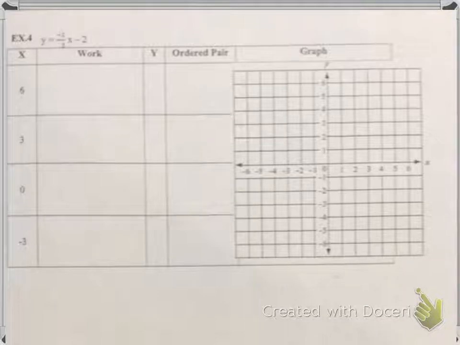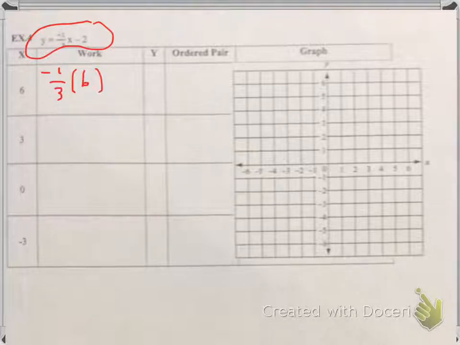All right, the last one here, here's my equation, negative 1/3 x minus 2. And I'm going to substitute in my numbers on the side here. So my first one to substitute in is 6. So I have a negative 1/3 times 6 minus 2. Just take a minute and plug that in your calculator. You'll go negative 1/3 times 6, which would be a negative 2. Negative 2 minus 2 is going to be a negative 4. So when you put 6 in, you get negative 4 out.